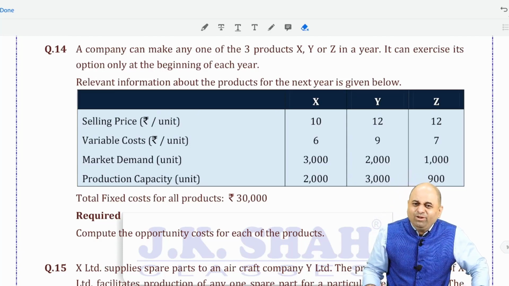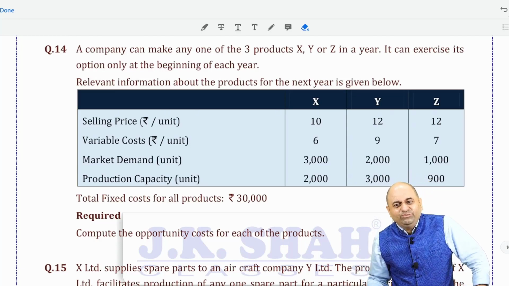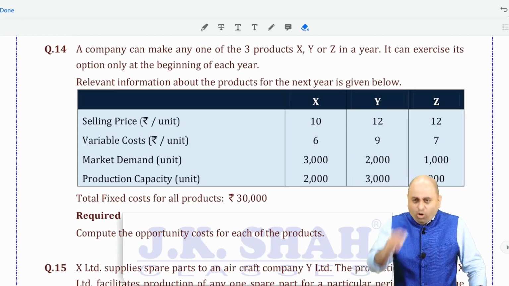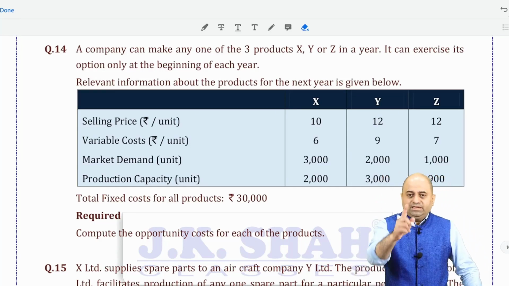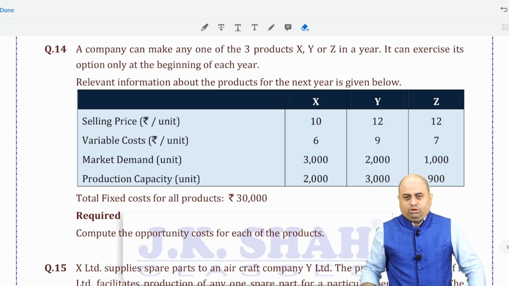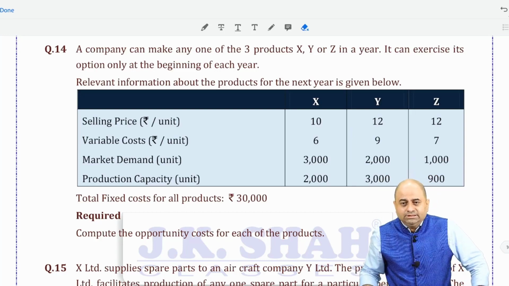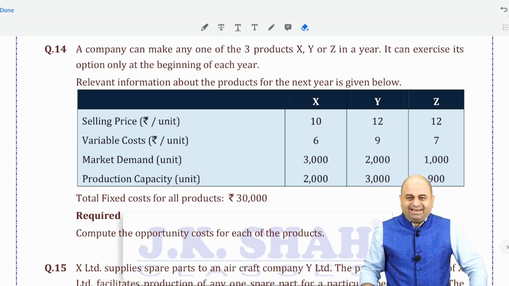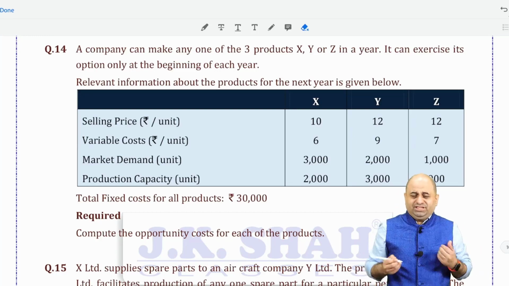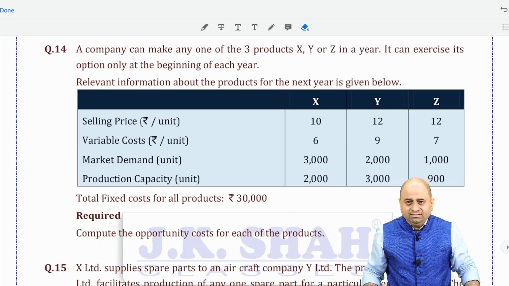Why lower of? Sir, we are usually used to take higher of. Arey, no, you listen. See, 3,000 is your market demand. I'm talking of product X. 3,000 is your market demand, 2,000 is your capacity. Even if the market is demanding 3,000, you can't produce 3,000 because that is not your capacity.